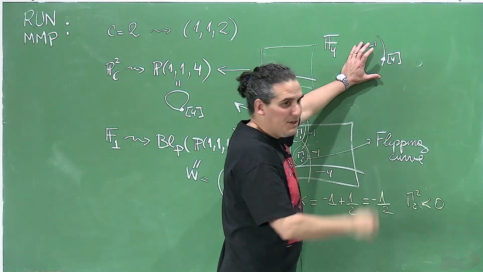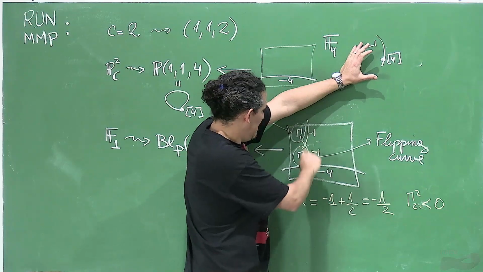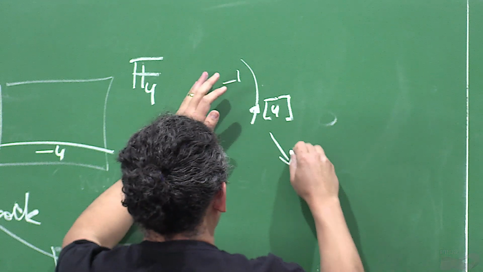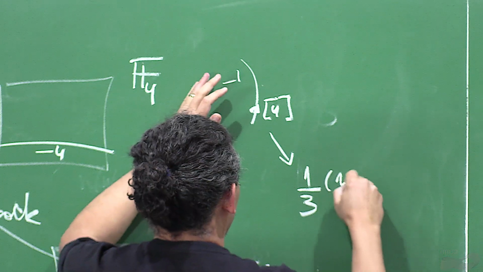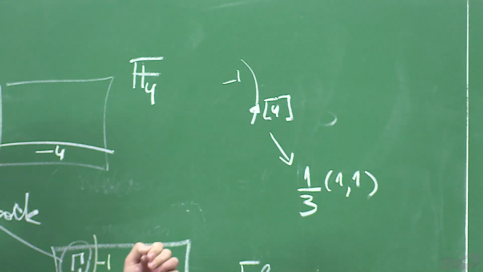This has to be over a cyclic quotient singularity, and the cyclic quotient singularity is very simple. You contract it, you have -3. So that is the one. So you go to 1, 3, 1, 1. Minimal resolution of this is a -3 curve.